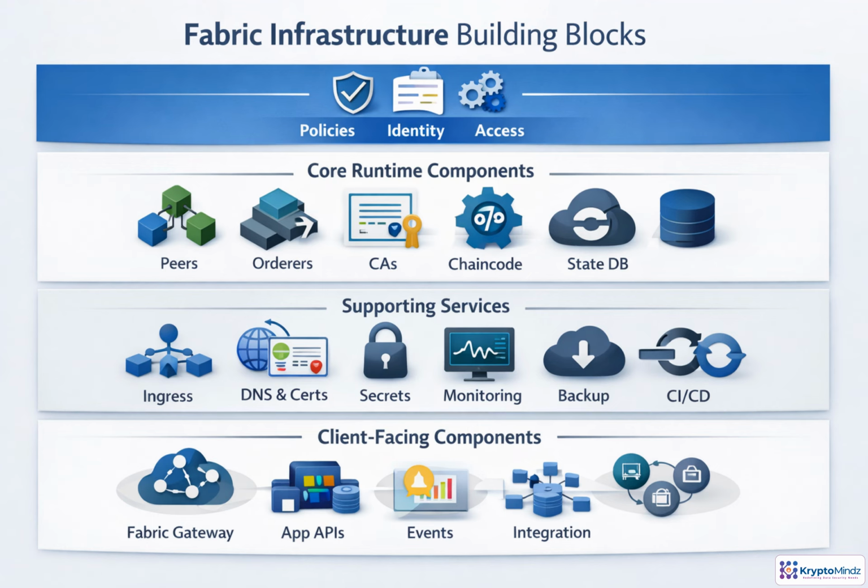Fabric infrastructure has 4 connected layers. The runtime is the blockchain system itself: peers, orderers, CAs, chain code, and state databases. Around it are platform services that make it operable, such as ingress, DNS, certificates, secrets, monitoring, backup, and CI/CD. Above that are gateways, APIs, events, and integrations that applications use. Across everything sits governance, identity, policy, access, lifecycle, and operational control. Deployment models differ mainly in who owns and runs each layer.